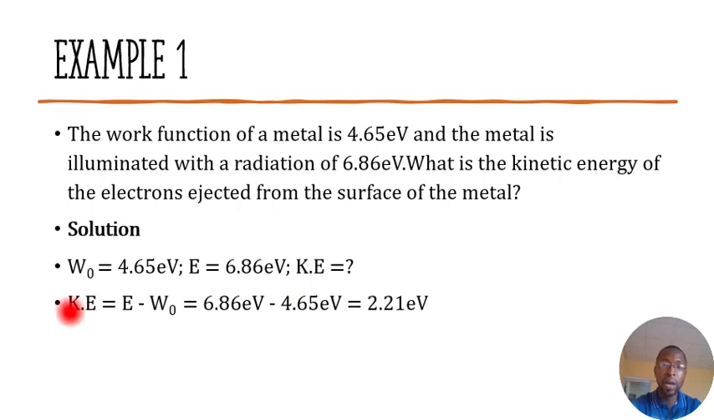And by formula, kinetic energy is equal to energy radiated minus work function. And then energy radiated is 6.86 electron volt. Okay, we substitute it here. Then minus the work function, which is 4.65 electron volt. And that will give us 2.21 electron volt. Simple, right? So let's take another example.